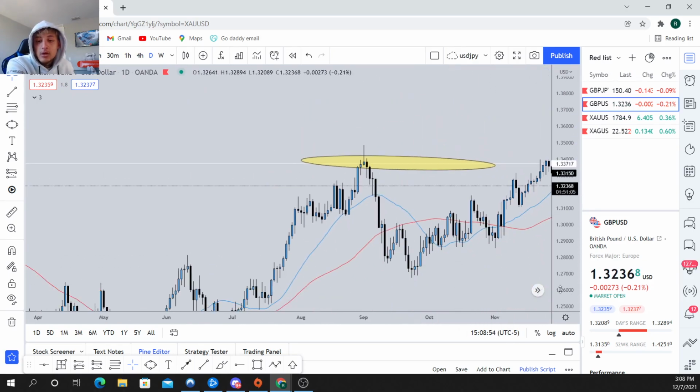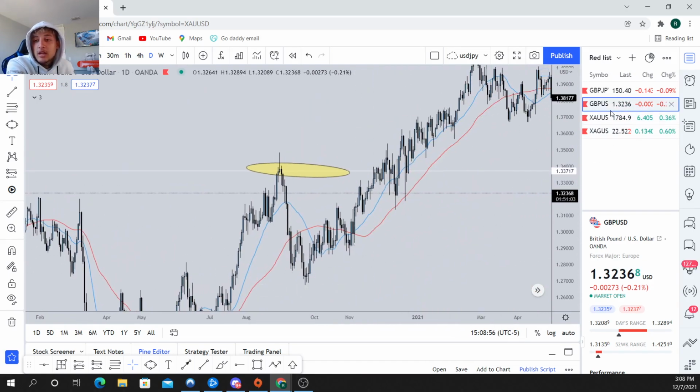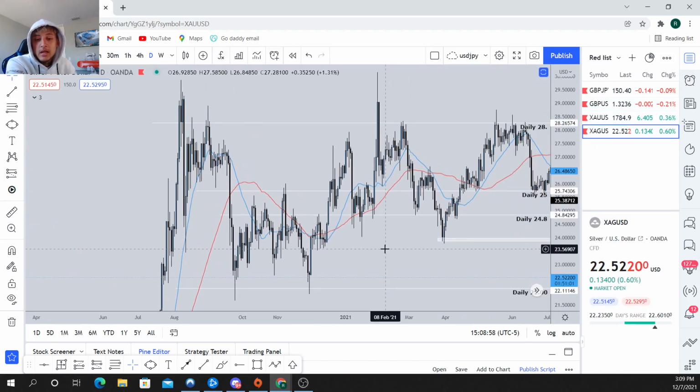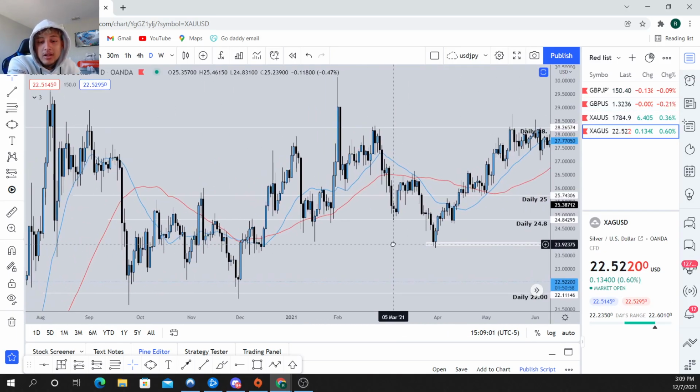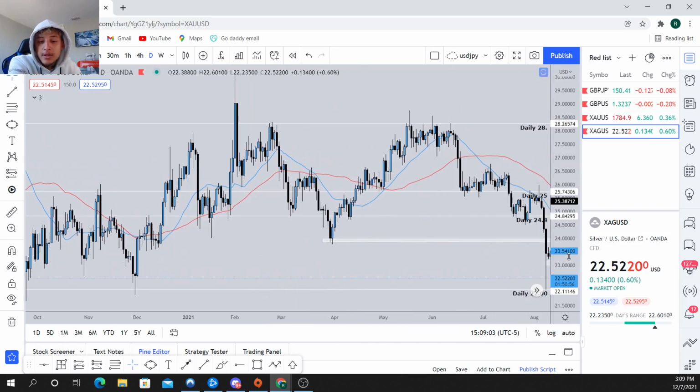You guys got to remember though, just because you see a break and retest doesn't mean it will always play out in your favor. There's going to be times where the break and retest looks very clean, but it's not going to always play out in your favor.